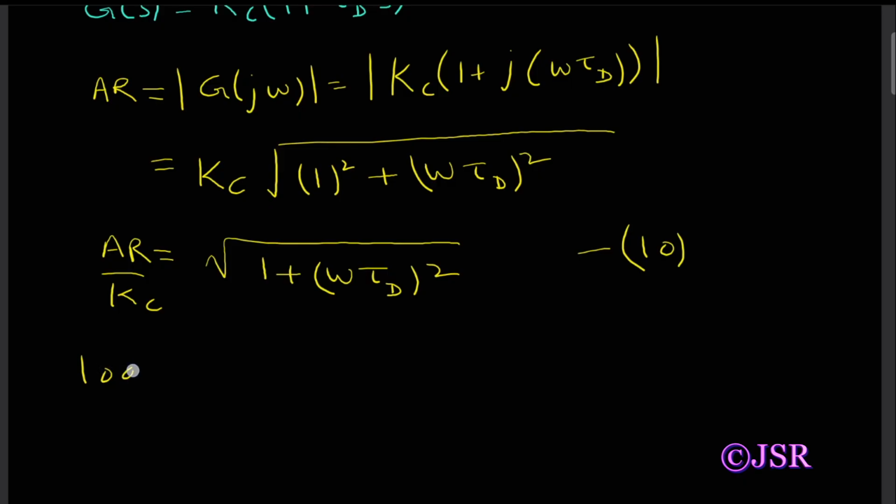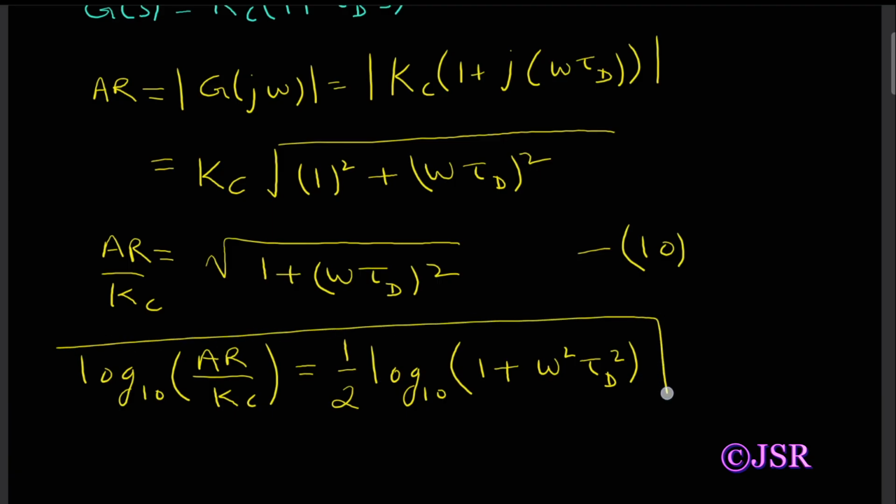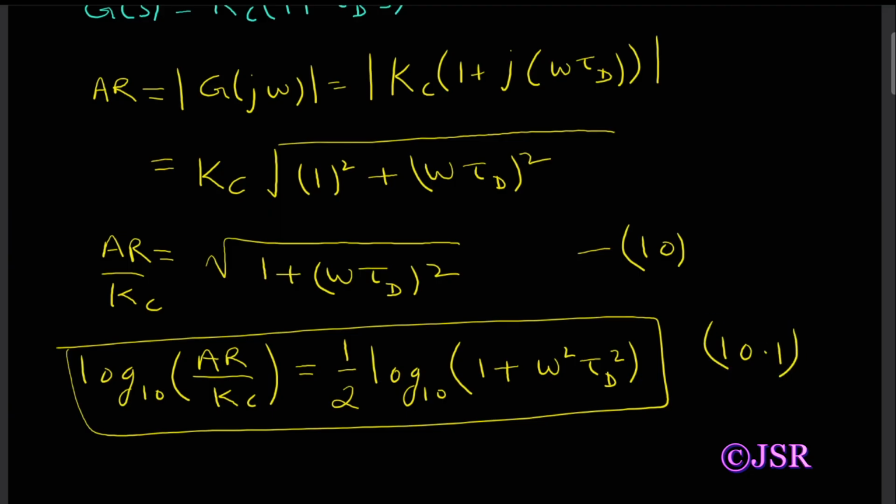So taking the log 10 on both sides, we will have log 10 AR by Kc equal to half log 10 of 1 plus omega square tau d square, and this is equation number 10.1.